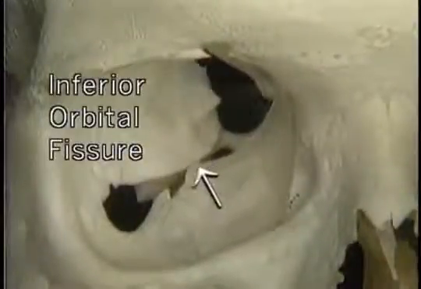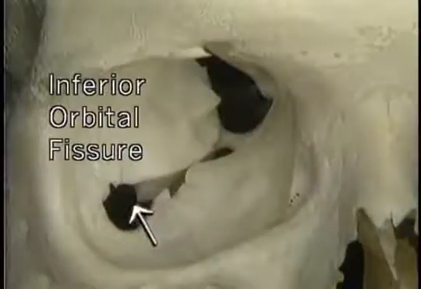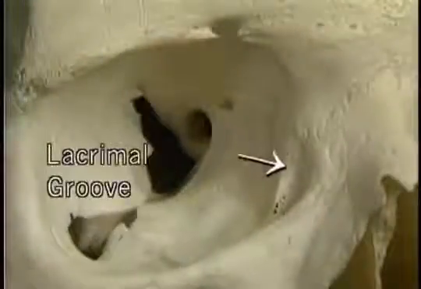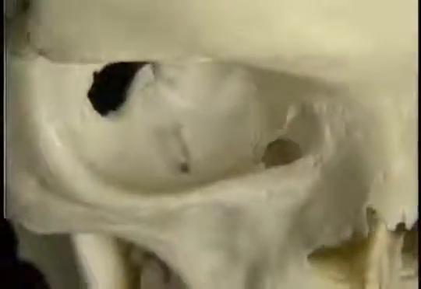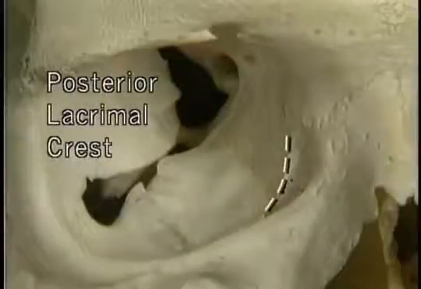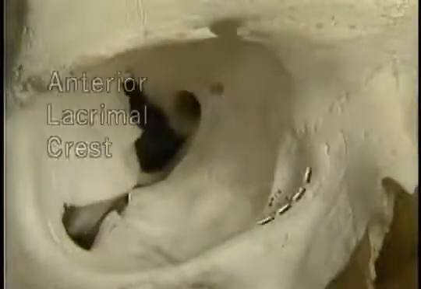In the living body, the inferior orbital fissure, which forms an apparent gap between the floor and the lateral wall, is bridged over with fibrous tissue. This groove, the lacrimal groove, leads downwards into the opening for the nasolacrimal duct, which takes tears to the nasal cavity. The rim of the lacrimal groove is formed by the posterior lacrimal crest behind and the anterior.